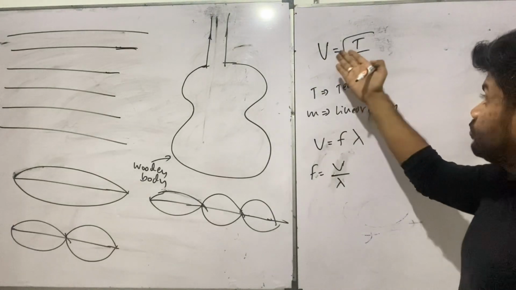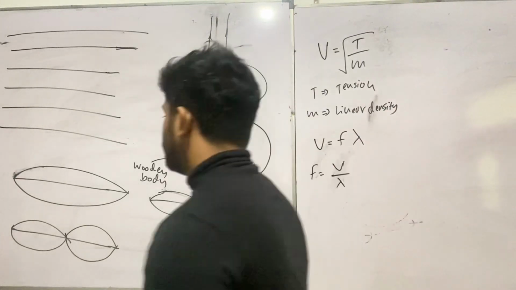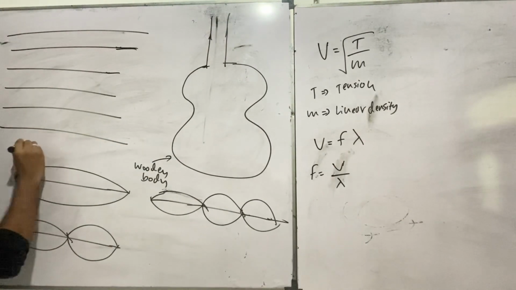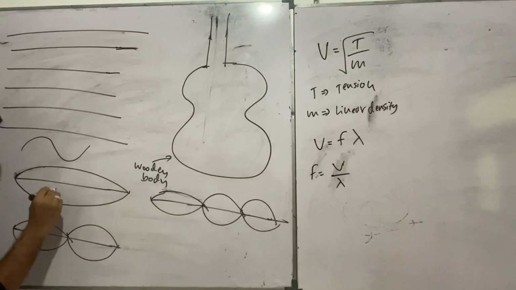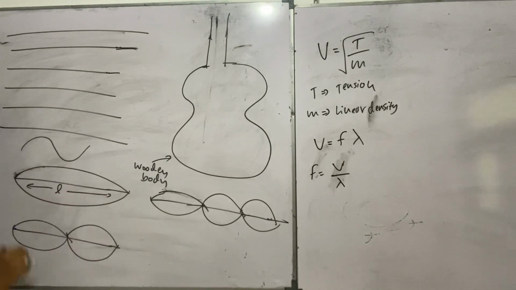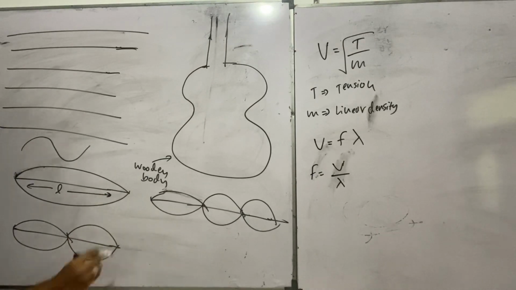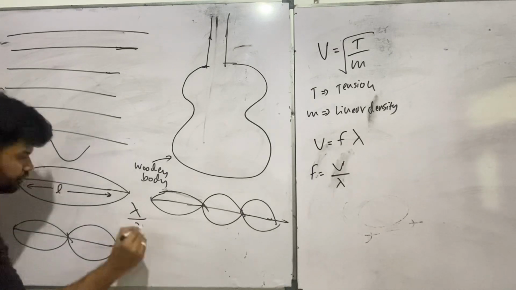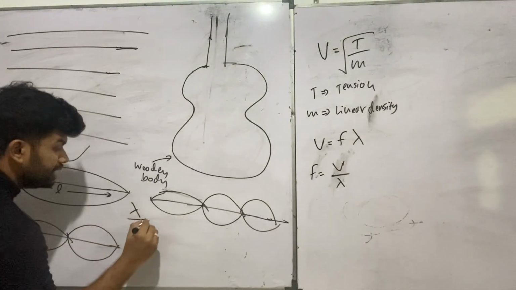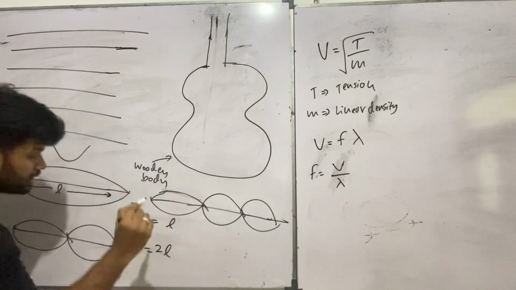As I said earlier, v is equal to the square root of T over m. And this is a wave, so here the string obtains half of a wave. If you consider this length L, half of the wavelength, lambda over 2, is equal to L. Therefore lambda is equal to 2L here.